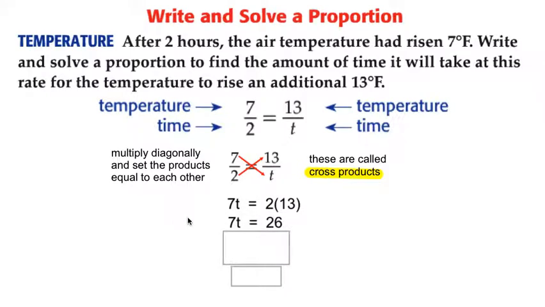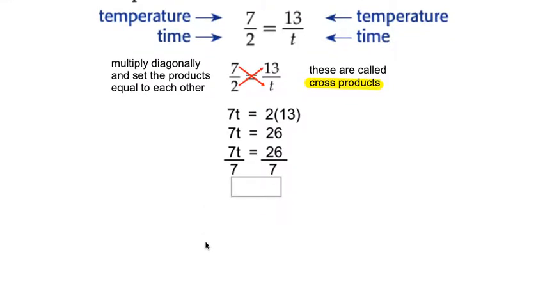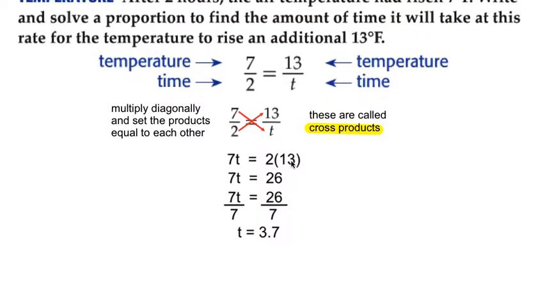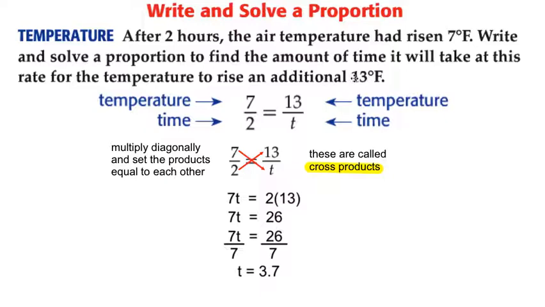And now you know how to solve these equations. t is being multiplied by 7, so we want to undo that. And the opposite of multiplication is division, so we divide by 7 on both sides. Those 7's cancel out on the left, and we get t is equal to, in decimal form, 3.7. So it would take 3.7 hours to increase that temperature an additional 13 degrees.